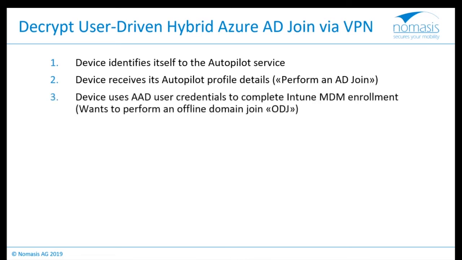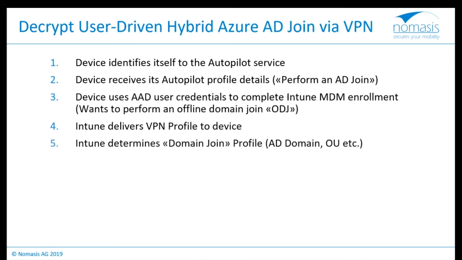The user uses his Azure AD user credentials to complete the MDM, the Intune MDM enrollment. So in this step, the device also gets told that it should perform an offline domain join, short ODJ for the future. Intune also delivers a VPN profile to the device. Intune determines the domain join profile. That's a configuration profile, which says, please join this AD domain, this organizational unit, etc.